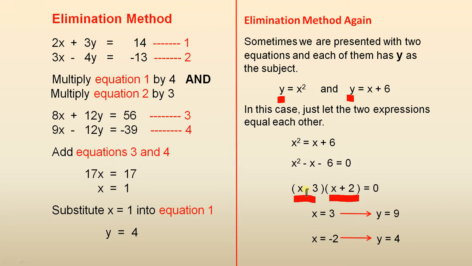So for this to be 0 here, x equals 3. So when x is 3, that gives us y equals 9. Okay, because 3 squared equals 9. If that's 0 there, that means x plus 2 is 0, so x is minus 2. So when x is minus 2, y is 4. Because minus 2 all squared, y equals 4. So x equals 3 and y equals 9 is one solution, and x equals minus 2 and y equals 4 is another solution.